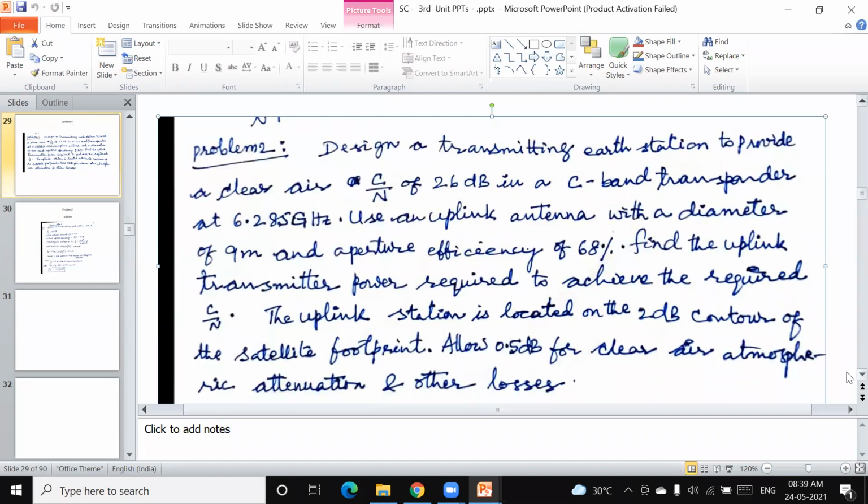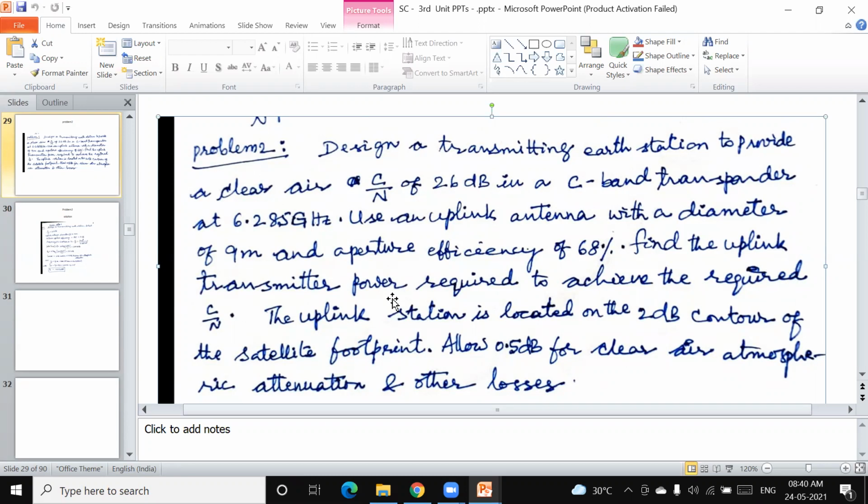Find the uplink transmitter power, PT. What is that? It asks us to find the uplink transmitter power, PT, required to achieve the required C by N. What is that required value? 26 dB, already given. So to obtain this 26 dB, what would be the uplink transmitter power? That is nothing but PT, which you need to calculate. That's what the problem is asking. Find the uplink transmitter power, PT.